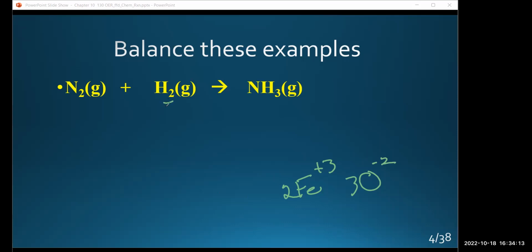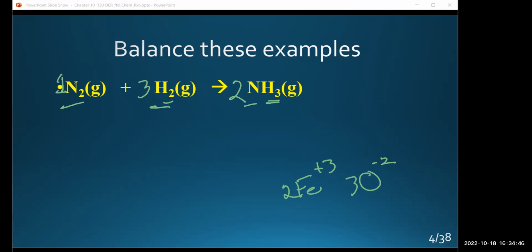If you look here, we got 2 hydrogens on the left side, 3 on the right side. So we can use that similar, find a common number, which is 6, and say, okay, we need 3 hydrogens on the left and 2 on the right. And in doing that, now we have 2 nitrogens on the left, 2 on the right. We're good to go with the nitrogens. We got 6 hydrogens on the left and 6 on the right. So now we have a balanced chemical reaction.